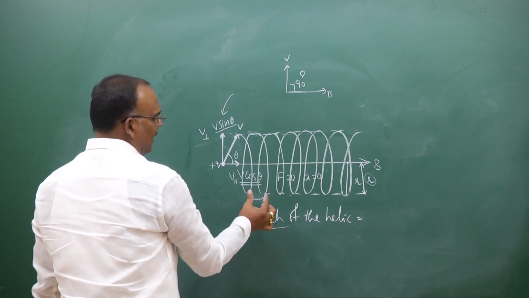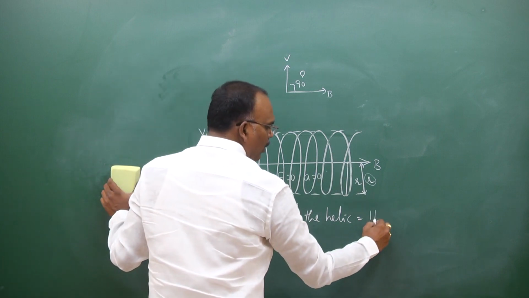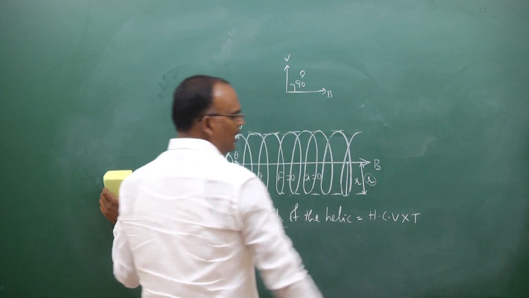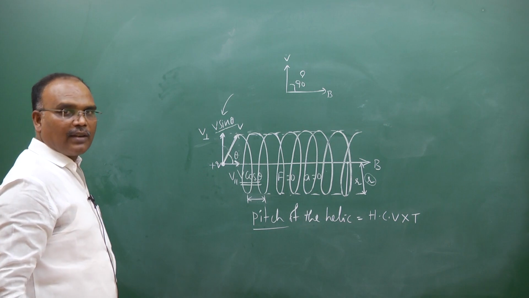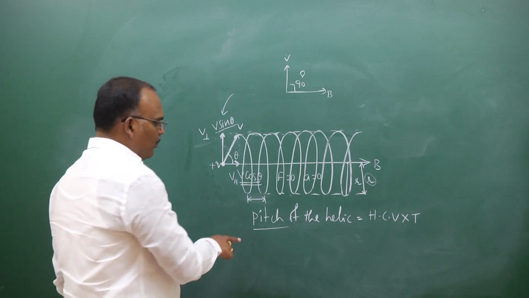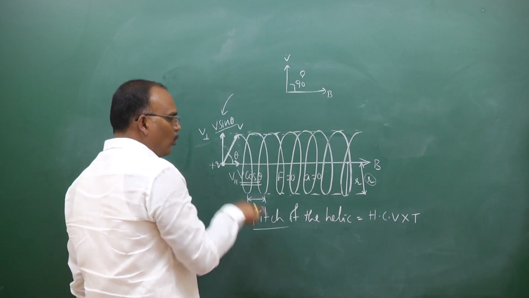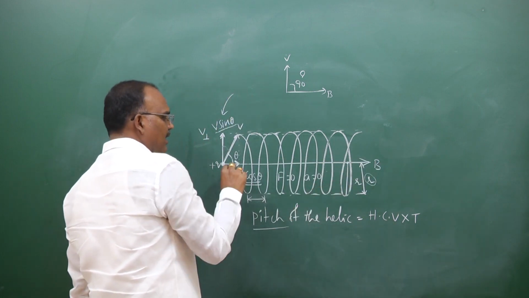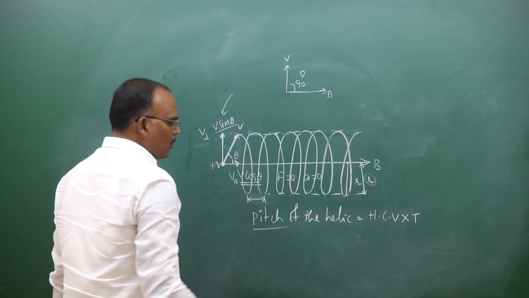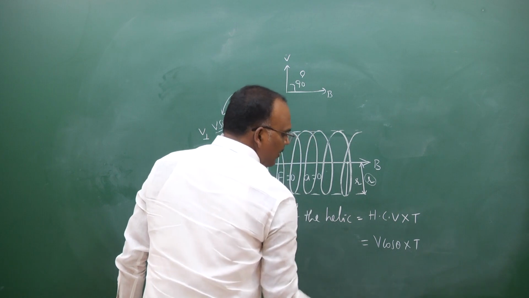This I can calculate by using the formula: horizontal component of velocity into time period of revolution. Time taken to complete one revolution is called the time period. So pitch is a distance, and distance we can get from velocity into time. Who is taking the charged particle in this direction? V cos theta is taking it in this direction. So pitch of the helix is V cos theta into time period.